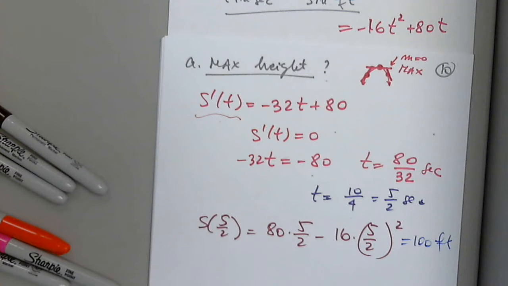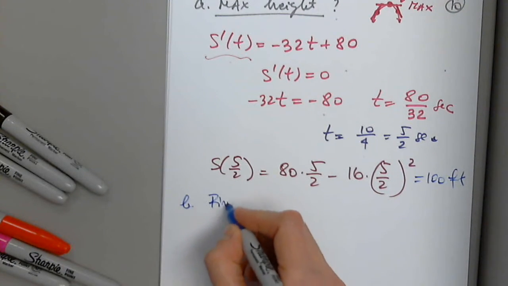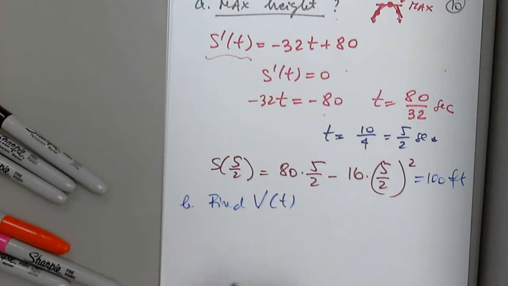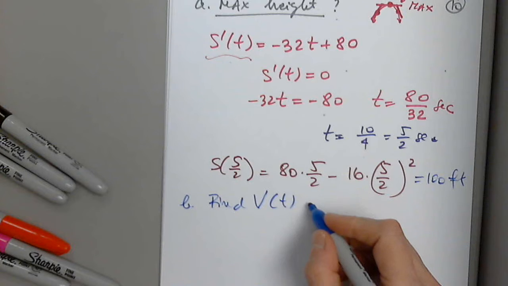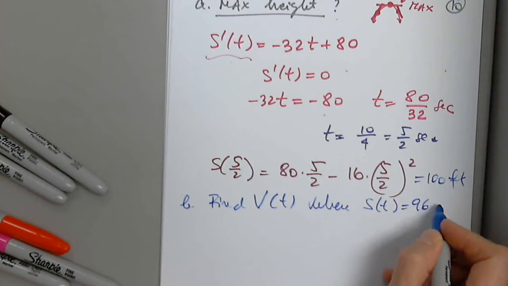Part B. What is the velocity of the ball when it is 96 feet above the ground on its way up and then on its way down? So part B, find velocity of t when s of t is 96 feet.